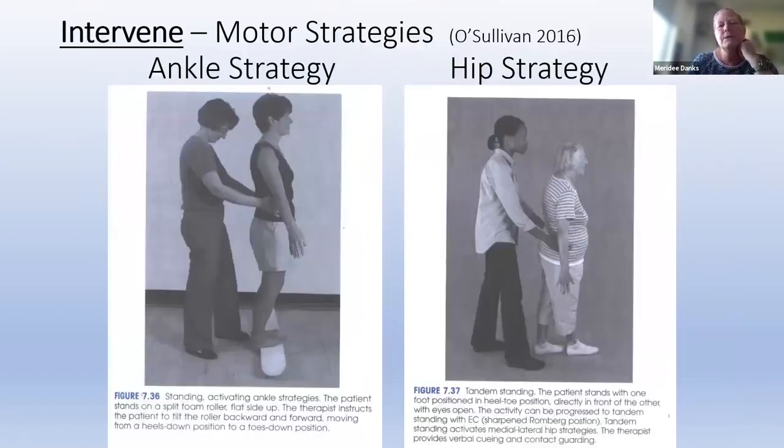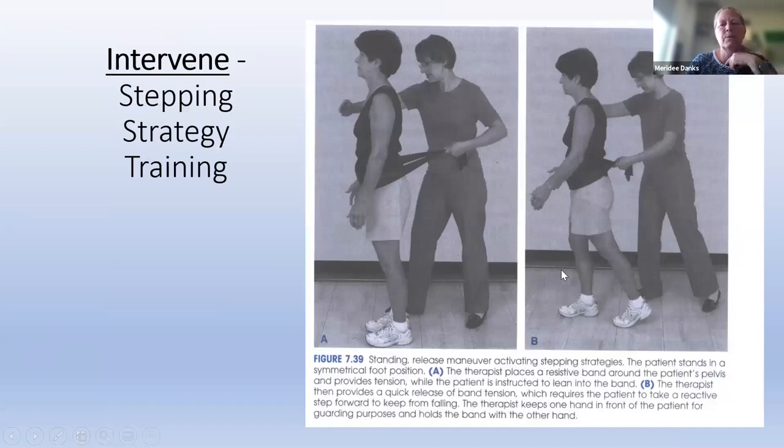So this is showing some interventions. If we wanted to work on a person's ankle strategies, we might take a half foam roller or a rocker board, either or, and work on the ankles in dorsiflexing, plantar flexing. We want to work on hip strategies. We might go in that tandem stance and have her work on the hip strategy that would be more lateral. We're decreasing her base of support.